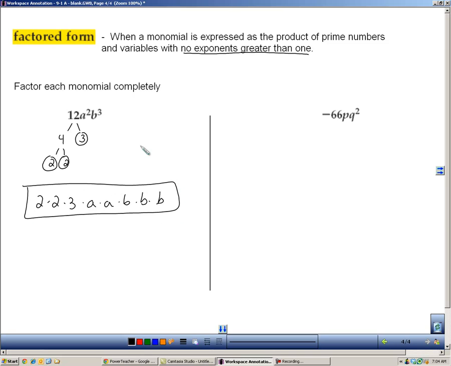It has no exponents. Over here, negative 66, remember we'll take negative 1 out, and we'll just do positive 66. 6 times 11, well 11 is prime. 6 is 2 times 3. And it looks like negative 1 times 2 times 3 times 11 times P times Q times Q.